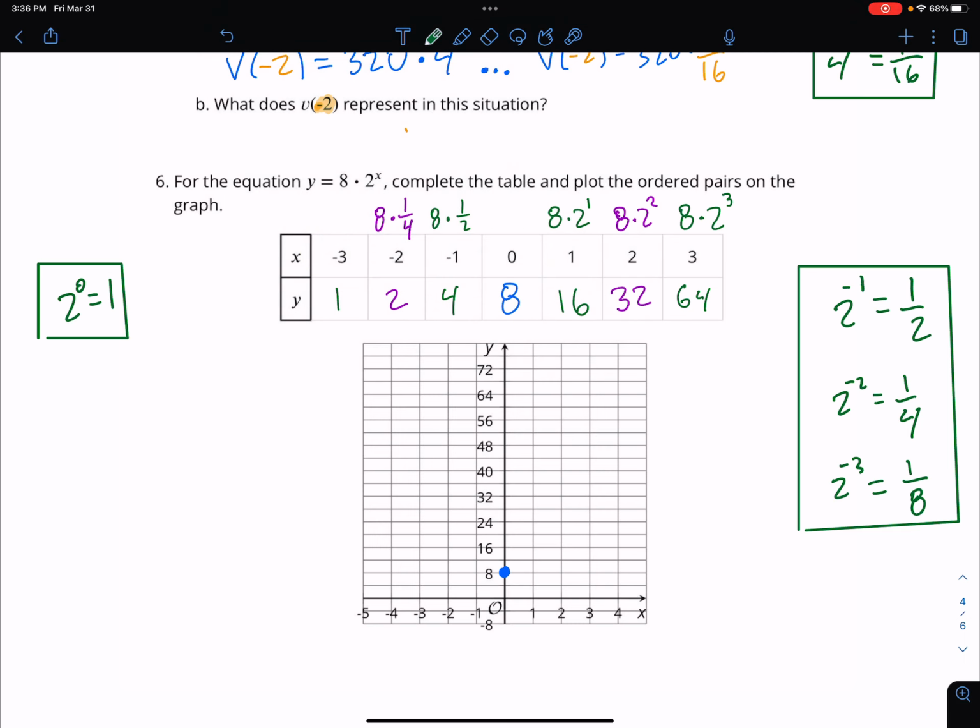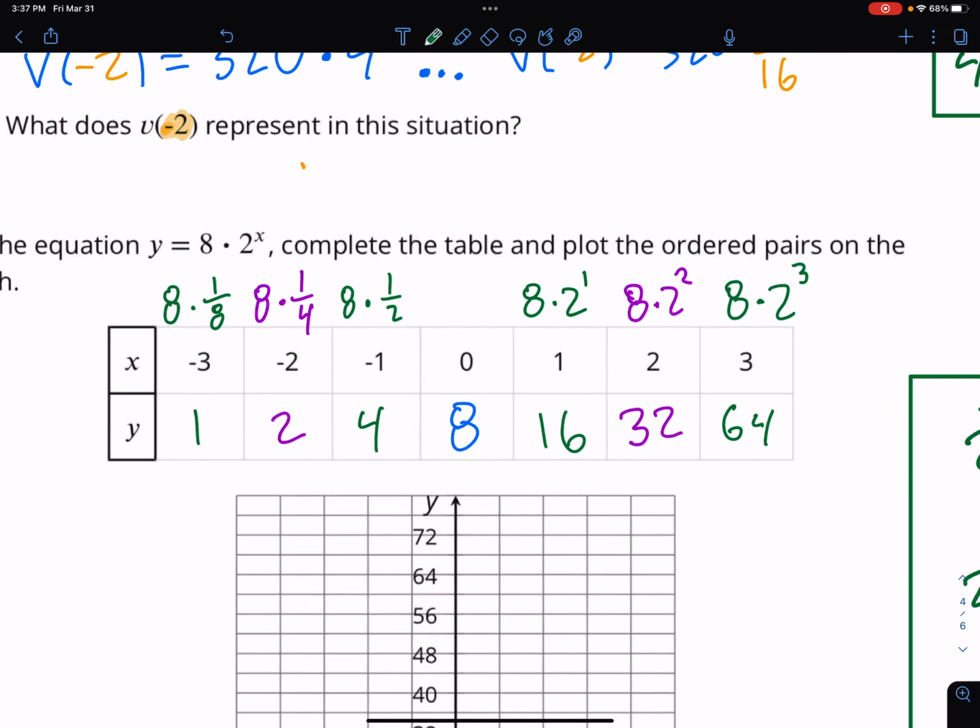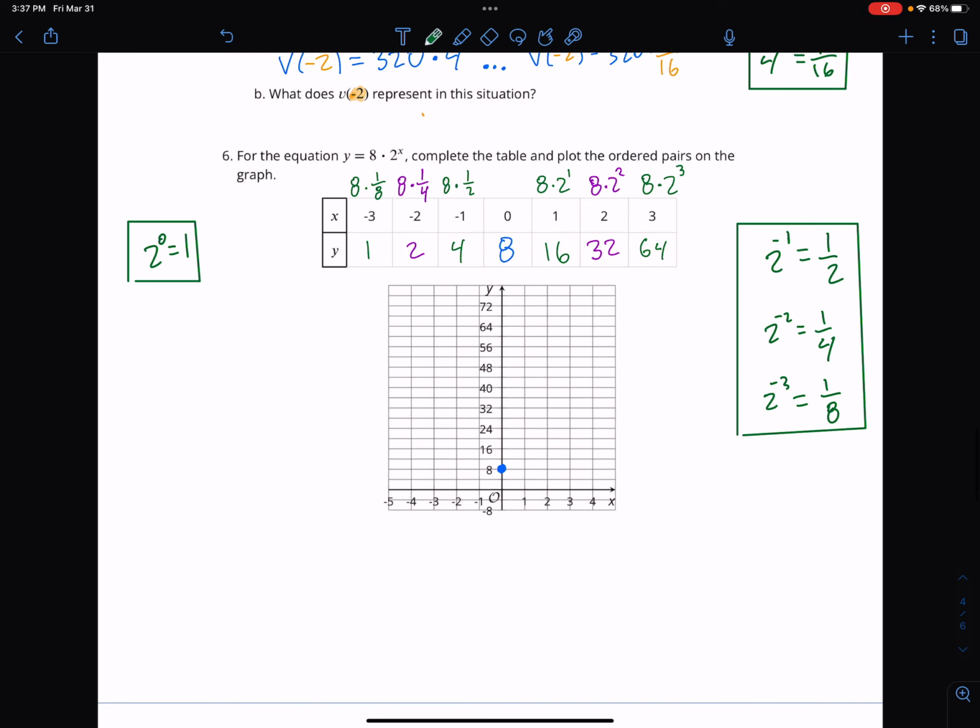So next, 2 to the power of negative 3 is 1 over 8. So we got the 8 we started with times 1/8. 2 to the power of negative 3. And guess what 8 times 1/8 is? It's 1. So everything all checks out here. If you do it both ways, you're going to know for sure you got it right because you can check your work like this.